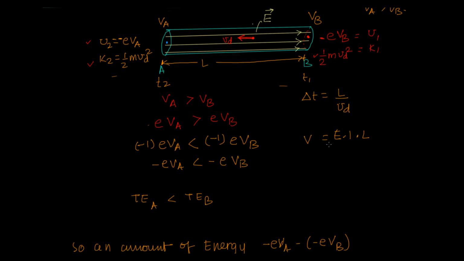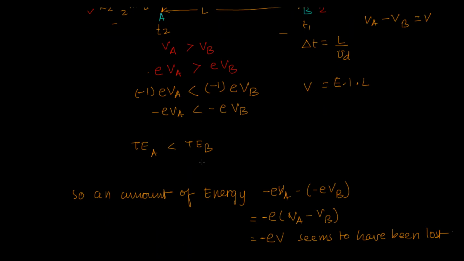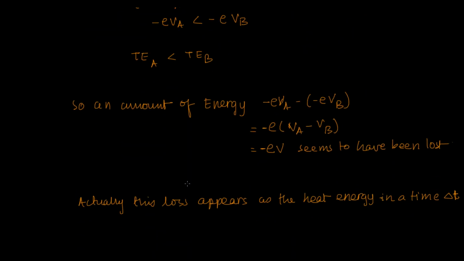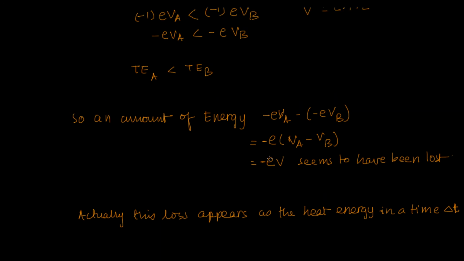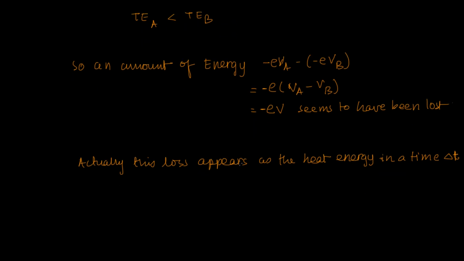V, that is the potential difference. So what am I saying? I'm saying that VA minus VB is equal to a quantity V. It may be, say, 10 volts. I say it is V. So I use these two here. What happens? This much energy has been lost. This much energy appears as heat, in how much time? Delta T time.